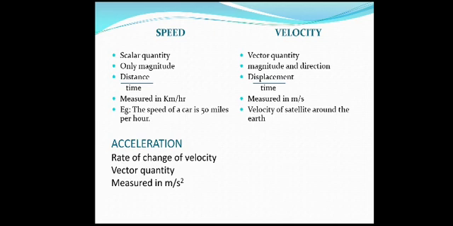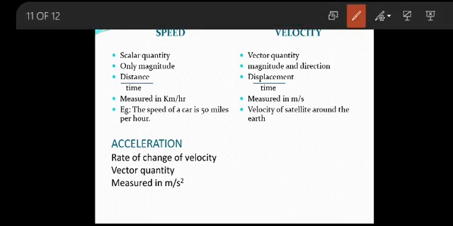Example, 50 km per hour, 20 km per hour, 100 km per hour. These are just the values of the speed. That is only the magnitude of speed. Hence, it is a scalar quantity. Whereas velocity is a vector quantity. Vector means magnitude and direction. It means that we will be telling the velocity with its value as well as the direction.